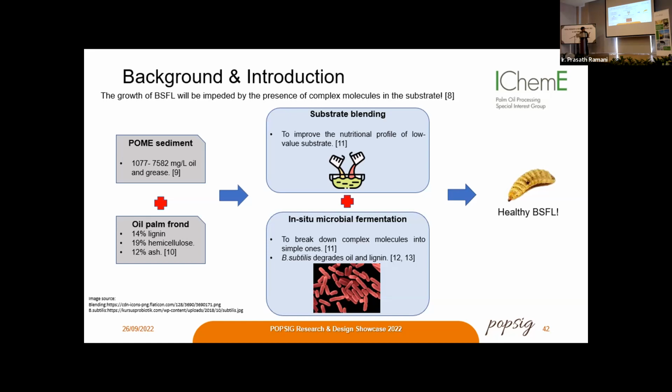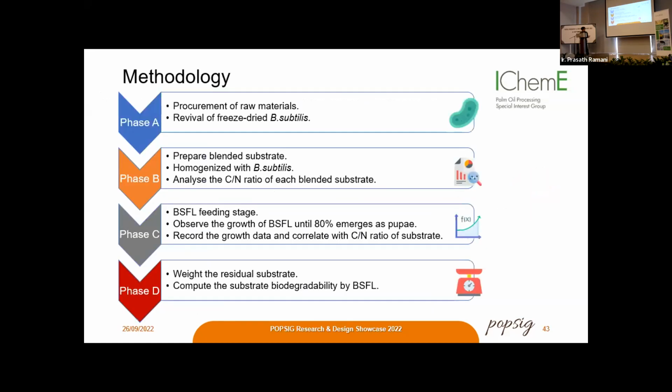whereby the microbial strain known as B. subtilis is used. The reason we chose B. subtilis is because, based on literature review, B. subtilis can degrade oil and lignin, and we believe that the BSFL fed on the blended and fermented substrate will grow happily and also healthily.